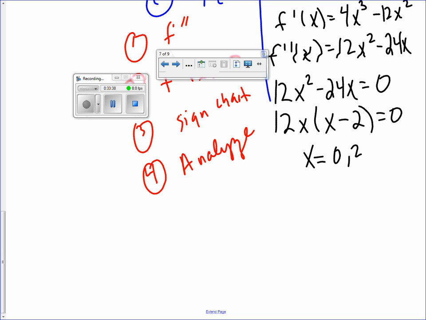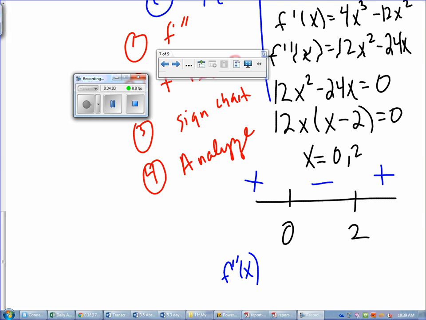Zero and positive 2. So we're making a new sign chart. These are the only two numbers on it. That's where our second derivative is 0. And if we want to find the concavity, what are we going to analyze? Which derivative? Second derivative. We're going to pick a convenient value, and we're just going to determine if the sign is positive or negative. Okay, so there's our sign chart. So our last step is to analyze it. Remember, the question is find the intervals of concavity and the inflection points.